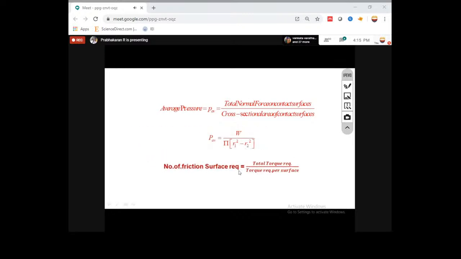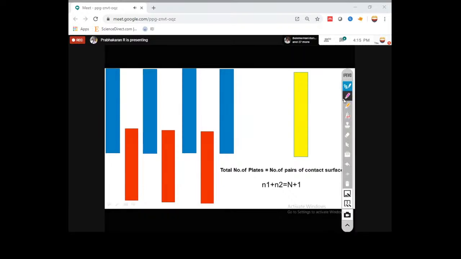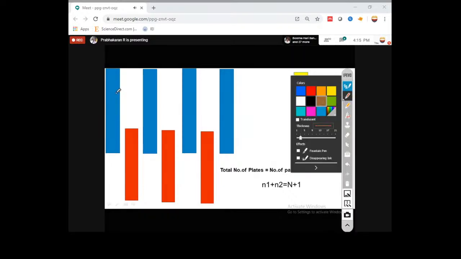Next, the number of friction surfaces required. This is also a very important thing, and from the word itself we can easily understand it: total torque required divided by torque required per surface. Total torque required, I can simply define like this. For example, this is the multiplate clutch. I am going to find out the total torque required.